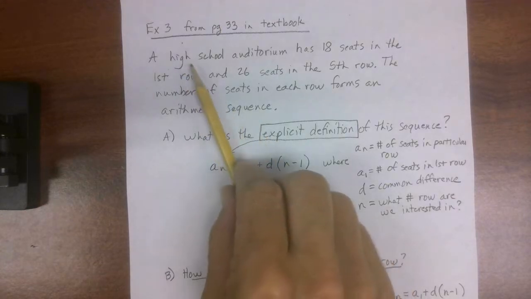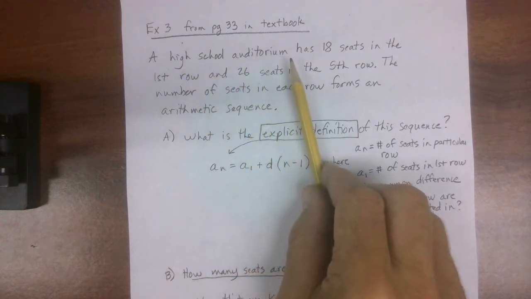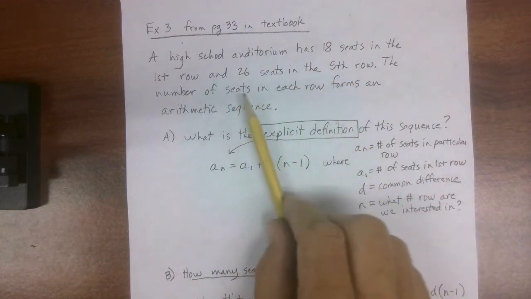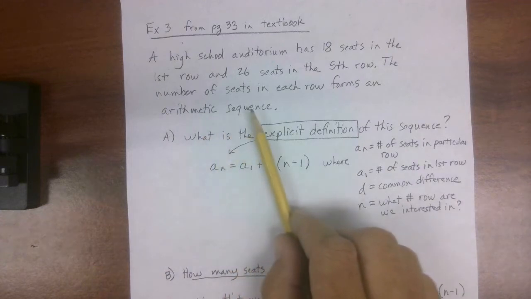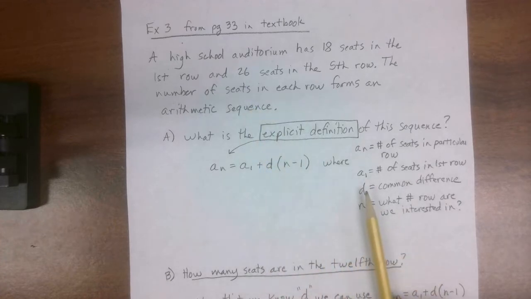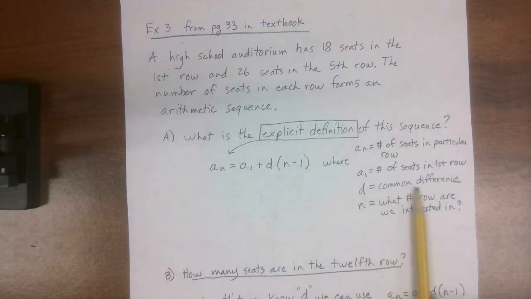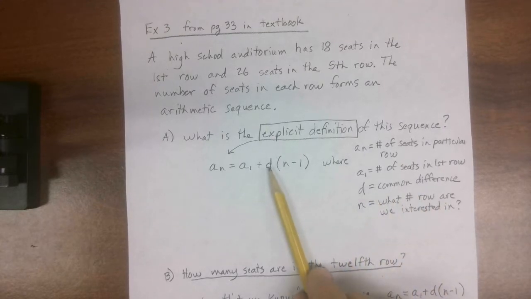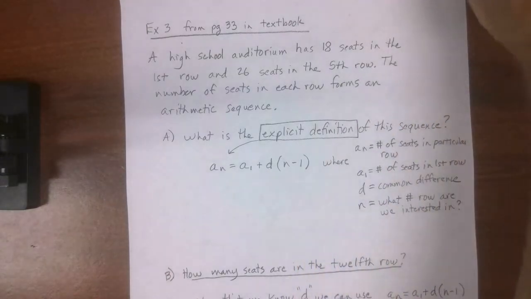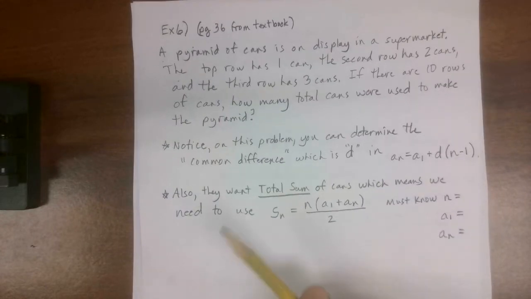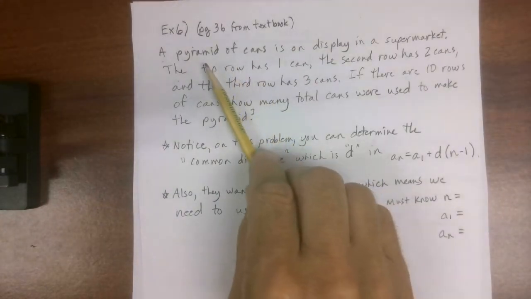Let's read this problem. A high school auditorium has 18 seats in the first row, 26 seats in the 5th row. The number of seats in each row forms an arithmetic sequence. Now, here's the thing. I want you guys to know something. The letter D stands for the common difference. So if we're going to use this formula, we need to know what that letter D is. Now, I'm going to take a look at the next example we're going to do, example 6, and talk about the letter D.